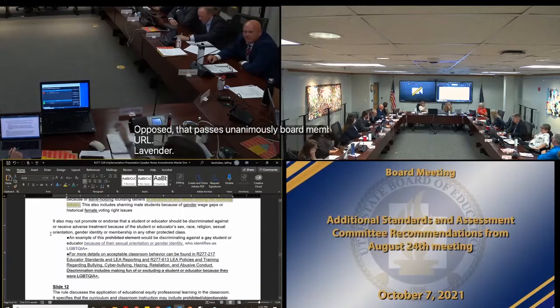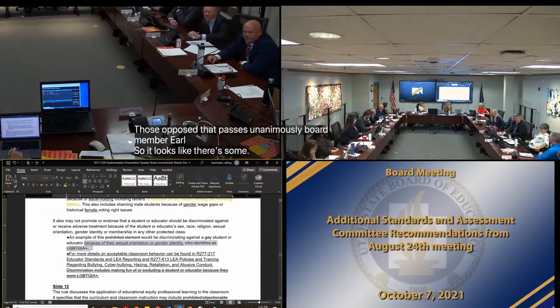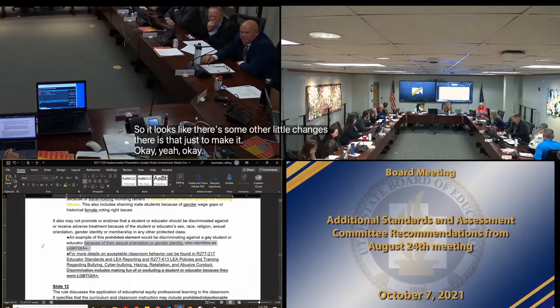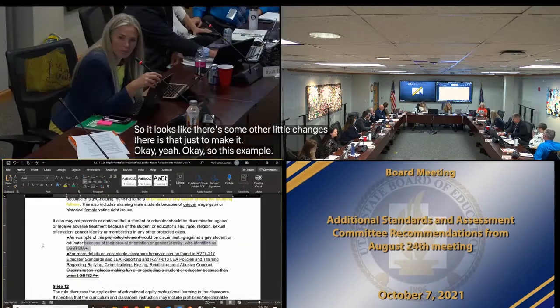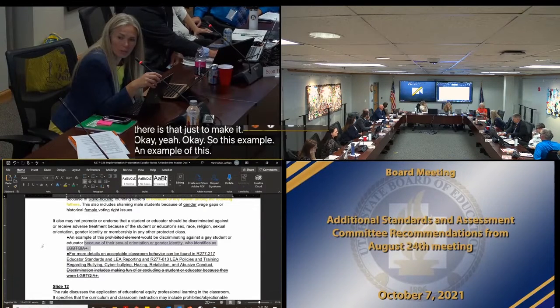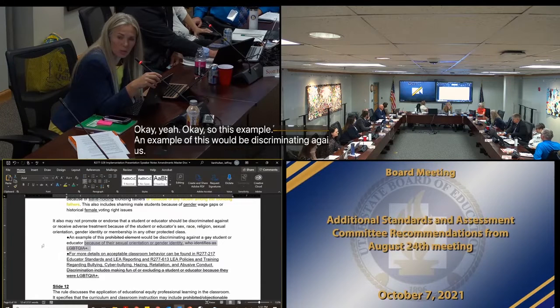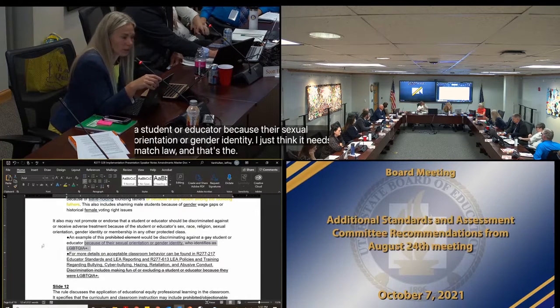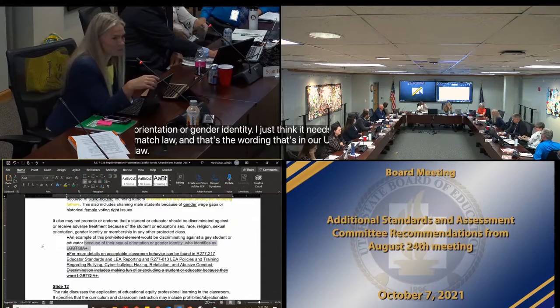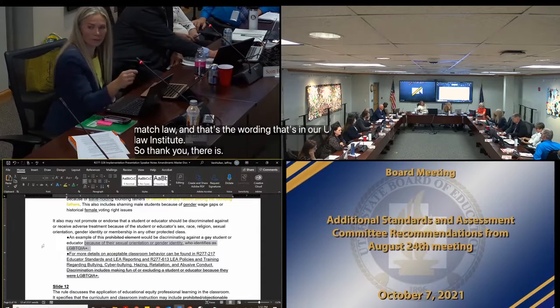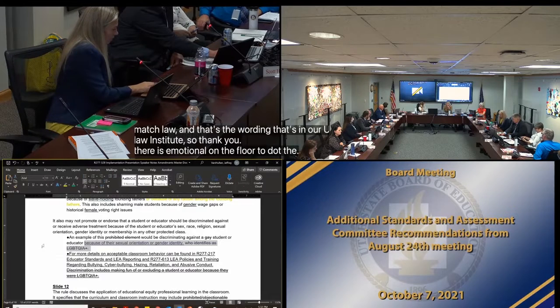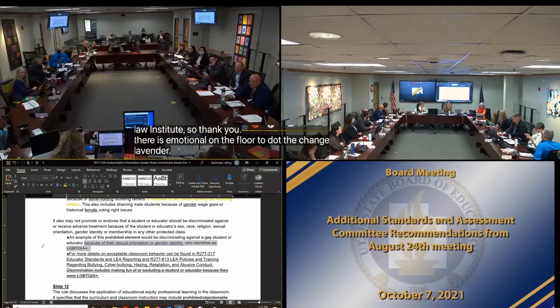Lavender? And it looks like there's some other little changes there. Is that just to make it? Okay, yeah. So an example of this would be discriminating against a student or educator because of their sexual orientation or gender identity. I just think it needs to match law, and that's the wording that's in our Utah law and statutes. Thank you. There is a motion on the floor to adopt the changes in lavender.